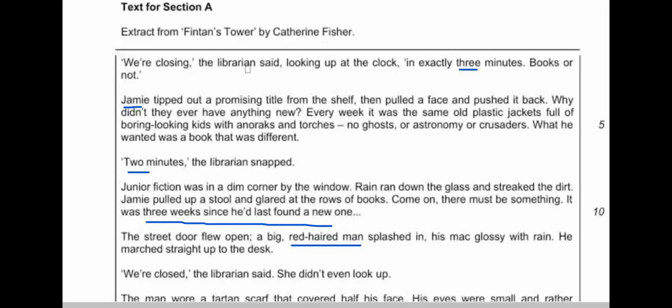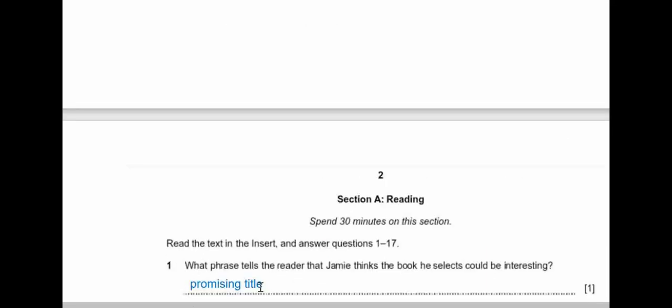If we trace the reading, Jamie tipped out a promising title from the shelf. Then he pulled a face and pushed it back. So promising title will be the answer. So we type down our answer: promising title.